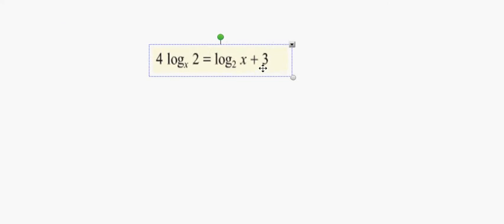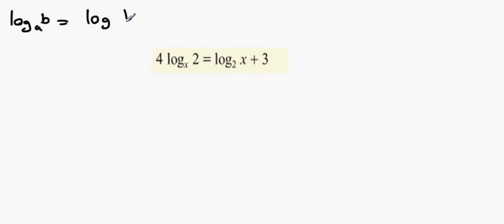Next question. I'm going to try to solve this. Now, solving these ones requires a change of base formula, okay? Now, let me see. Log b to the base a is the same thing as log b to the base c over log a to the base c. That's basically what we're using here.